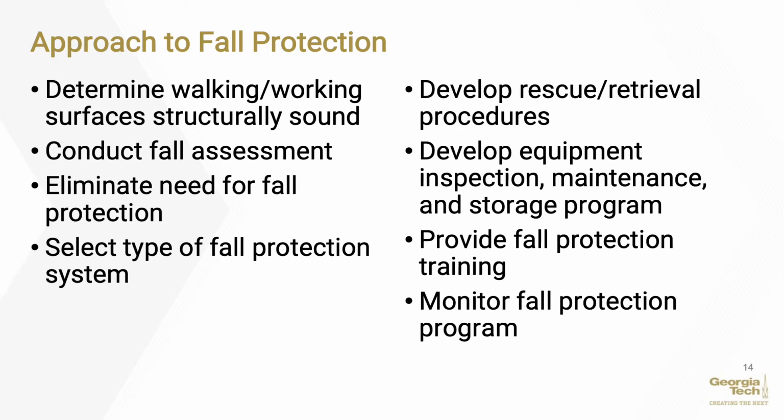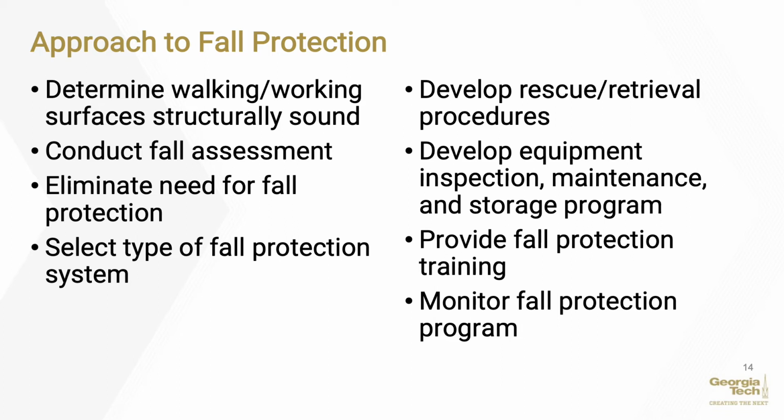Initially, employers must assess the workplace to determine if walking or working surfaces have the necessary strength and structural integrity to safely support the workers. Once it is determined that the work surfaces will safely support the work activity, the employer must determine whether fall protection is required, and if so, select and provide workers with appropriate fall protection systems.